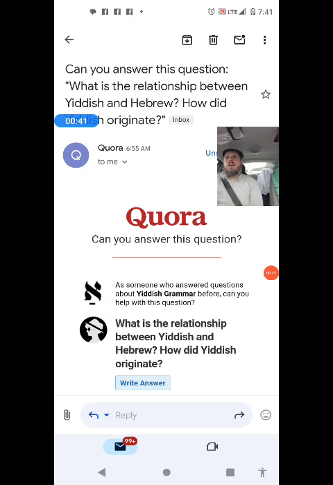The best answer I can give is that the relationship between Yiddish and Hebrew could be compared to the relationship between English and Latin. Now, English is a Germanic language, as Yiddish is. Latin is, of course, basically the mother of all the Romance languages. But the English that we use today is written in the Latin alphabet, more or less. And similarly, Yiddish basically started as German written in the Hebrew alphabet.